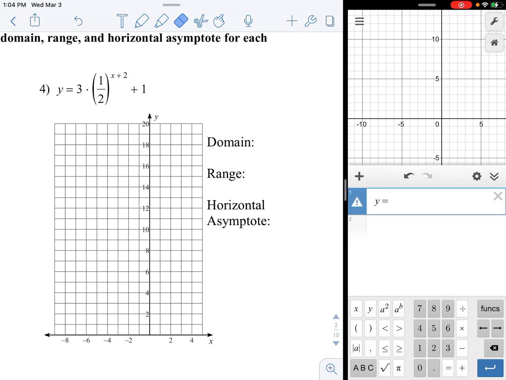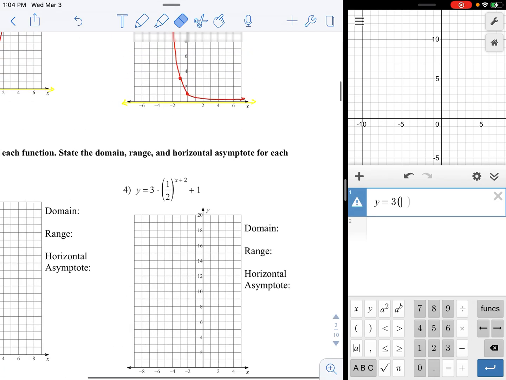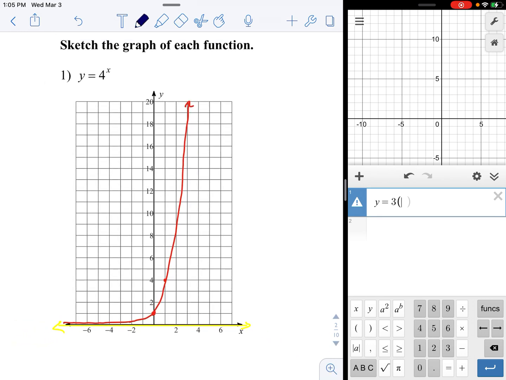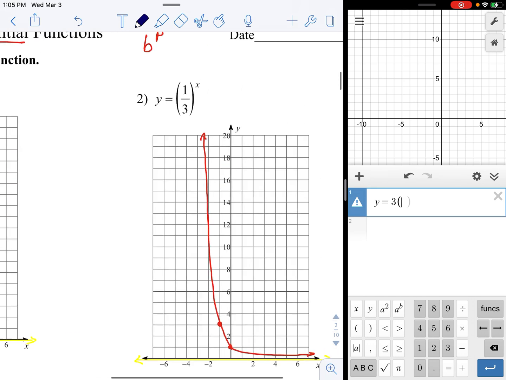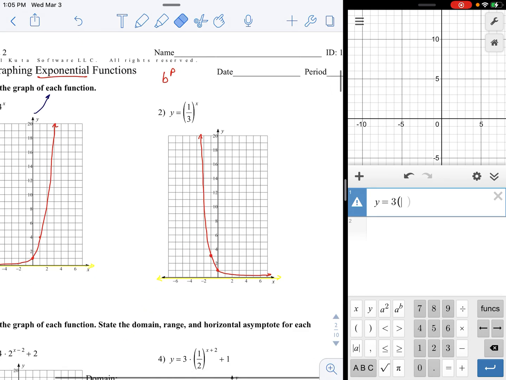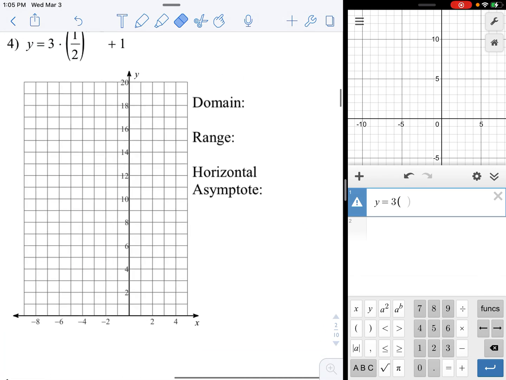So this is y equals 3 times, oh, I just forgot something. I mentioned how this type of graph is called a growth because it gets higher and higher. It goes upward as you go left to right. This one is actually called a decay because it goes downward from left to right. So that's not anything you're going to be tested on. I just thought I'd throw that out there. Growth, decay. All right, back to this one.